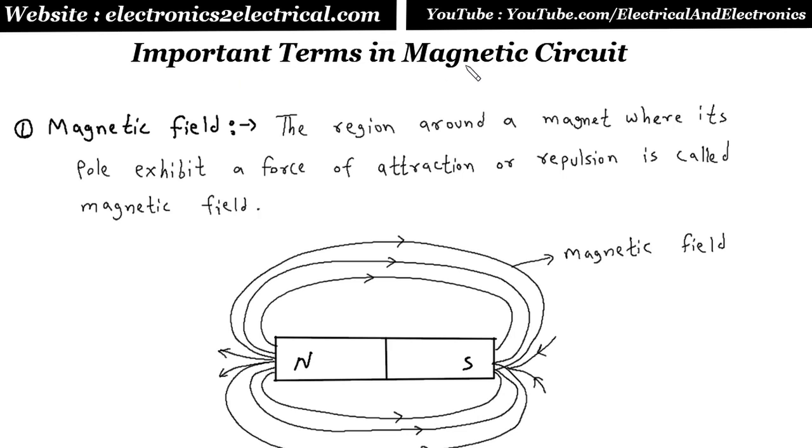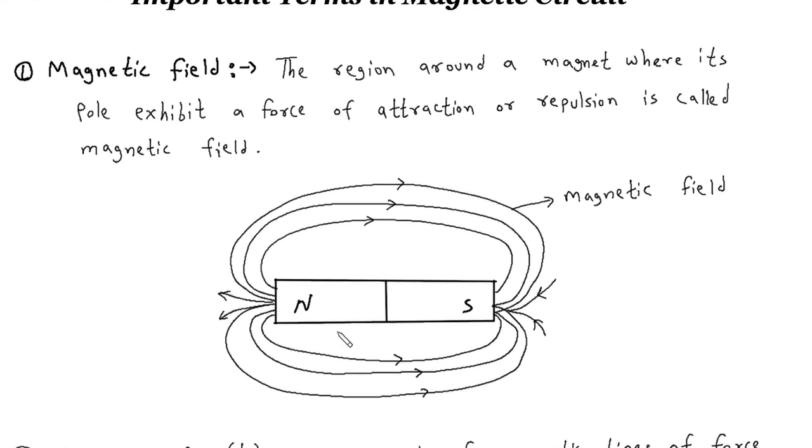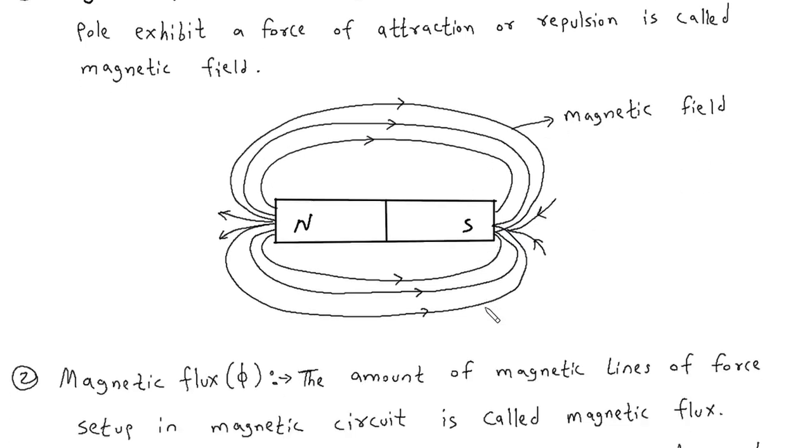Important terms in magnetic circuit. Number 1. Magnetic field. The region around a magnet where its pole exhibits a force of attraction or repulsion is called magnetic field. Here we can see this is a magnet and these are the magnetic field.